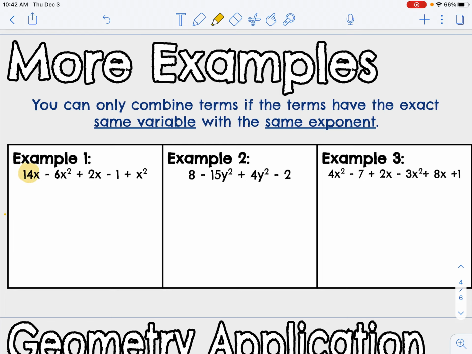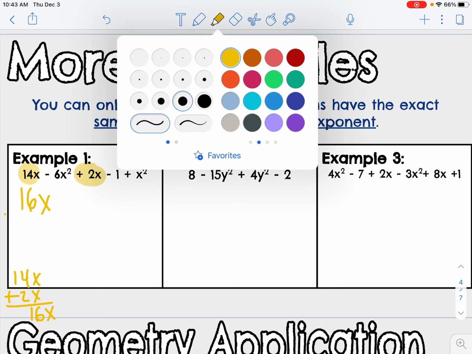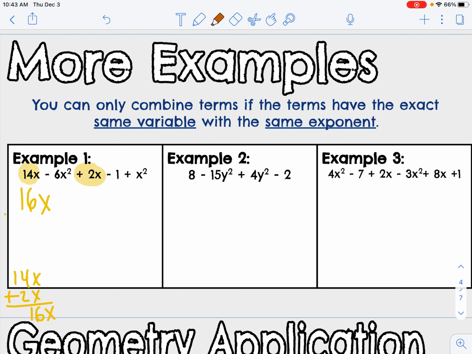So we're going to look at 14x first and see if there's anything else that has just an x. And there is. There's this 2x. So what that really means is 14x plus 2x. 14x plus 2x is 16x. Notice I brought the sign with those variables, the coefficient sign as well.